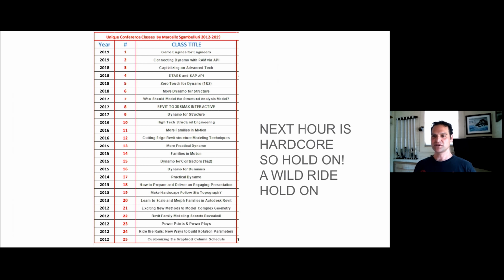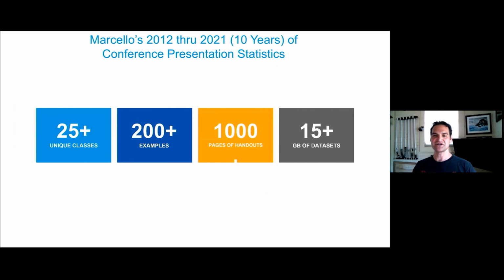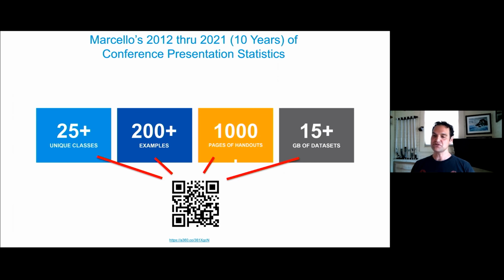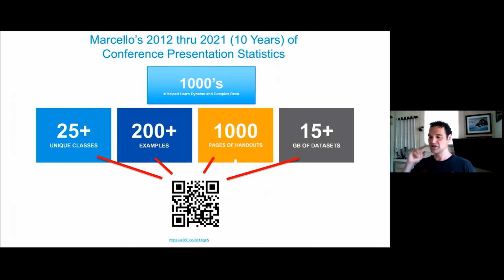Okay, here we go. Let me mention a few numbers here that I'm really proud of. 25 unique classes over the last 10 years. Again, thank you. That's over 200 examples that I've created. So volume 1, I picked 25. Volume 2, 25. Today we'll be doing probably 26. That's over 1,000 pages of handouts and over 15 gigabytes of data sets. So what I did is I gathered them all up and put them on an FTP site. You can use this QR code and get them, look through them to your heart's content. The number I'm most proud of is I was able to teach thousands, even tens of thousands of people, Dynamo and Revit through the 10 years. So thank you very much.